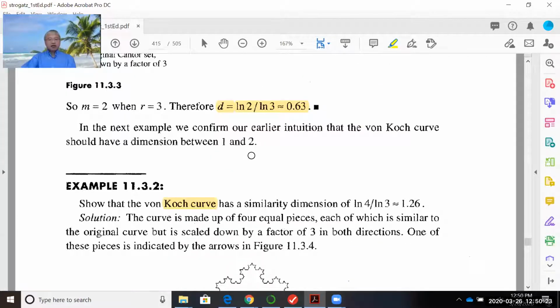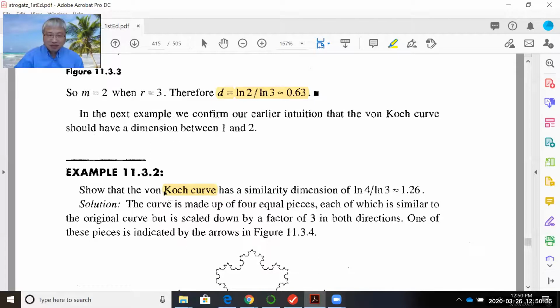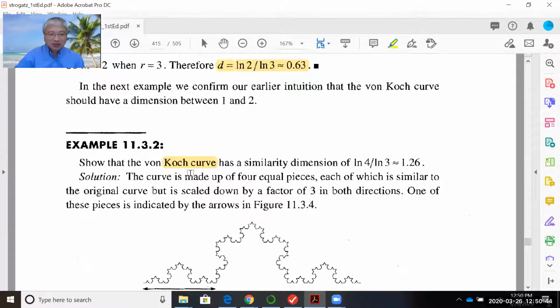If we apply the same notion of self-similarity dimension to the Koch curve, Koch or Koch? How do you pronounce this? I'm not sure. Anybody want to chime in? What do you think is the pronunciation? When I was a graduate student, there was a mayor in New York City, and on TV they usually said Koch. So I don't know. That definitely is not Koch.